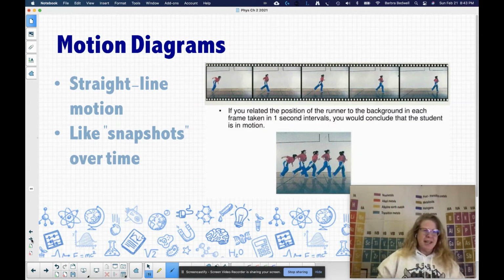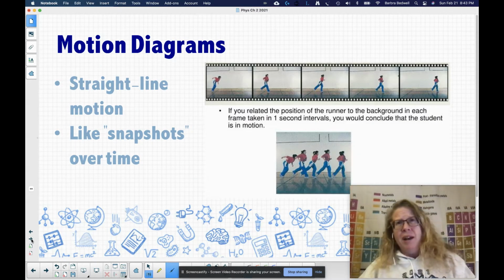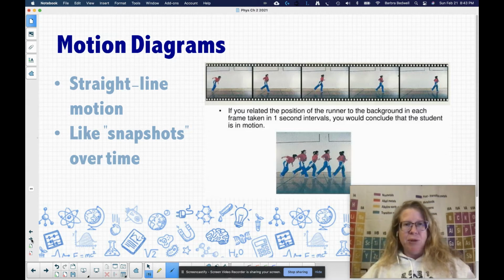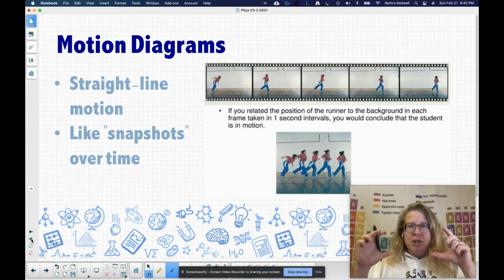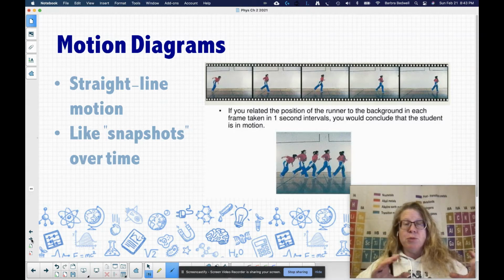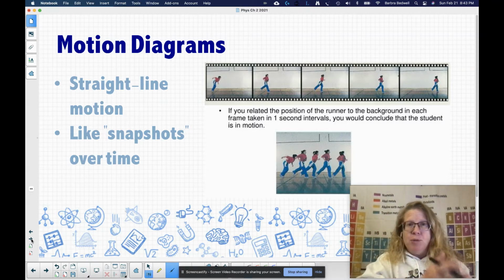So the first question is, what's a motion diagram? We're trying to talk about how we represent how something's moving. And a great way to picture it in your head is if you took a bunch of still frame photographs of something that was moving, and asked where is that object every time it moves?